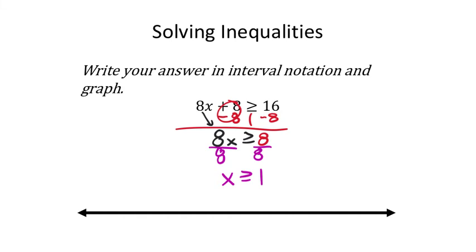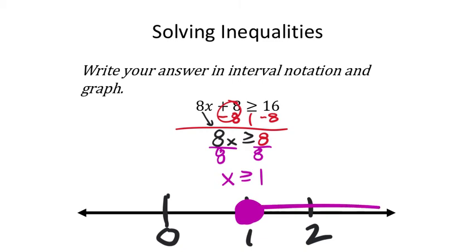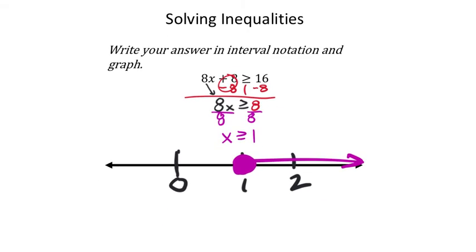So we have that, and on the graph, there's my 0. I'll put 1 and 2. At 1, we would have a closed circle because it does equal 1. And this one's eating the x, so the line goes to the right. There's the graph, but we do want the interval for this one. So it starts at 1, it's included, so we got a square bracket there. This goes all the way to infinity. Done.